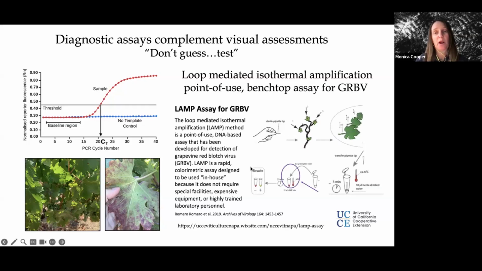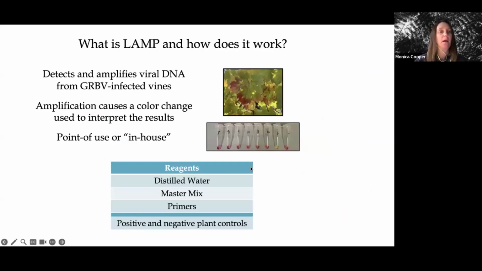What we started doing with this project is actually doing an in-house assay called the LAMP assay for red blotch virus. So that's loop mediated isothermal amplification, which is a point of use benchtop assay for red blotch. And the great thing about this assay is that you can do it in-house. So you collect your sample and then you go through all of the process of processing the sample and running the assay. And then you get a result without sending your sample off to a diagnostic assay.